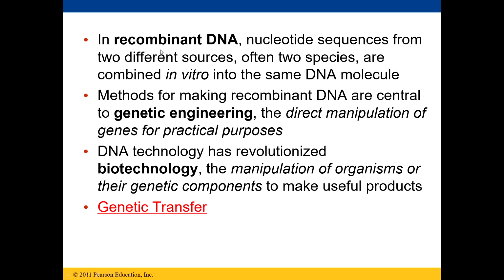But in general, what we're striving for is this idea of recombinant DNA. And recombinant DNA just means that you take DNA of two different sources and combine them. So they are recombinant. So it's nucleotide sequences from two different sources. Often two species are combined in vitro, so in a laboratory setting, into the same DNA molecule. But in order to make recombinant DNA, you have to somehow get that DNA or that genetic material transferred from one cell to another. So here's a little bit about how we do genetic transfers.